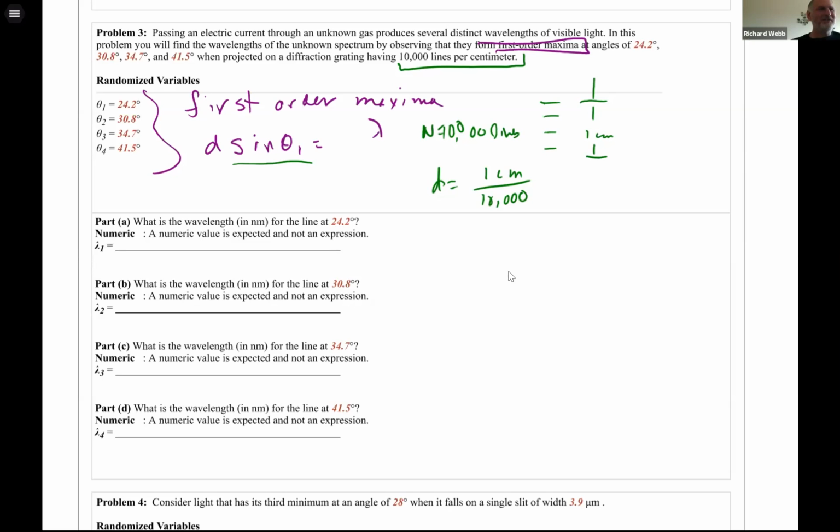Any other homework questions here, or questions about physics or what we're talking about in class, the lectures?